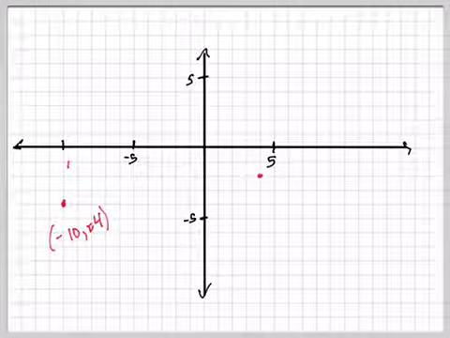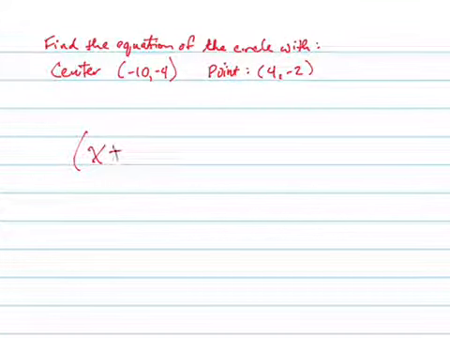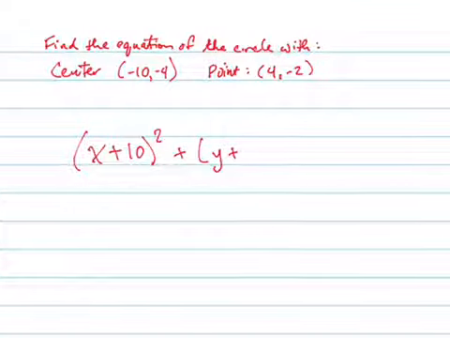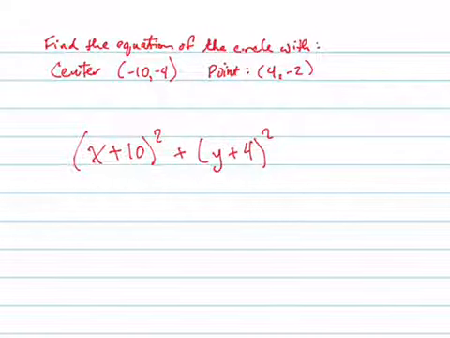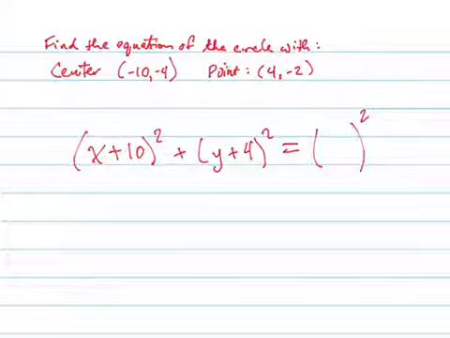So the easy part is coming up. That means that part of my equation is very simple. It's going to be x plus 10 squared plus y plus 4 quantity squared. That's the equation of a circle. Equals, but now the hardest part is finding what the radius is. So I got to find the radius and put it in there.